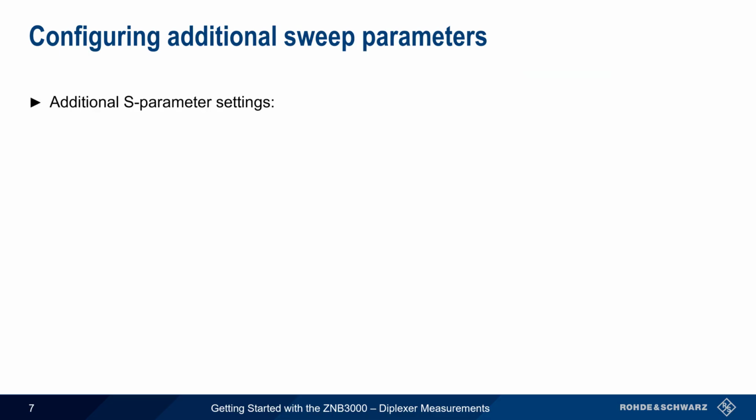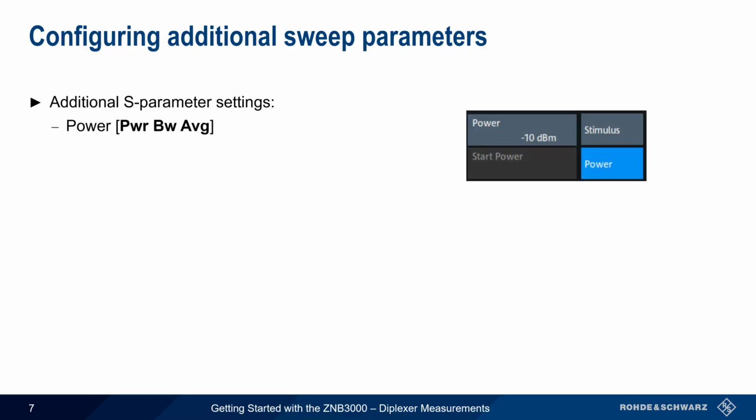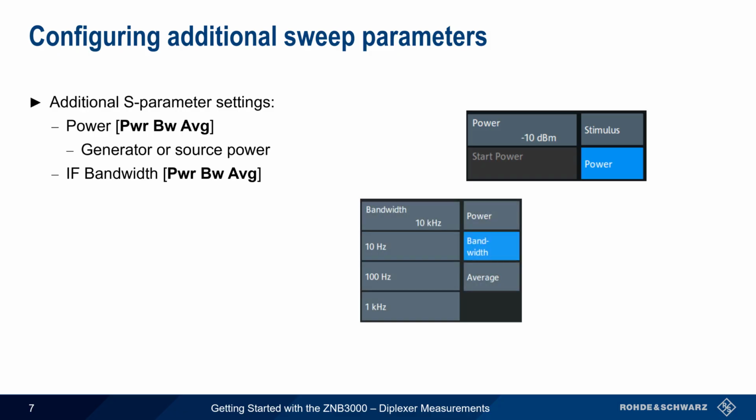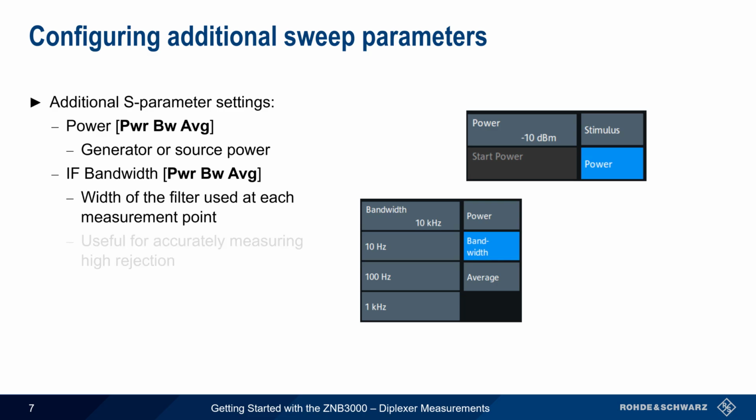There are several other parameters that can be configured if needed. Under the Power, Bandwidth, Average button, the generator or source power can be changed. This same menu provides access to the IF bandwidth setting, which defines the width of the filter used to measure power at each sweep point. Lowering this value will reduce noise, but will also increase sweep time. For diplexers with very high out-of-band rejection or attenuation, lowering this value may be helpful.